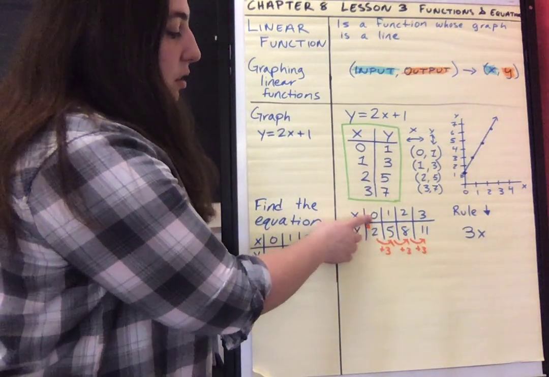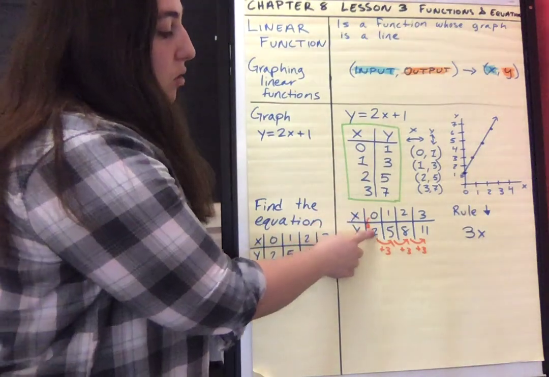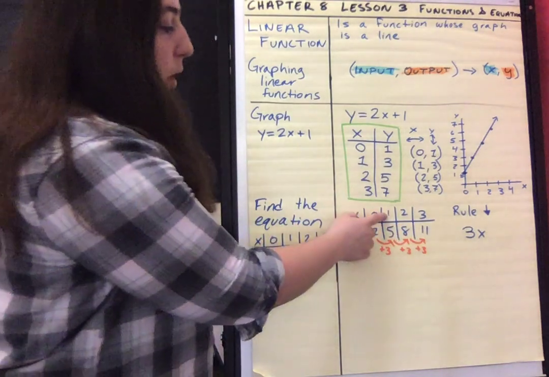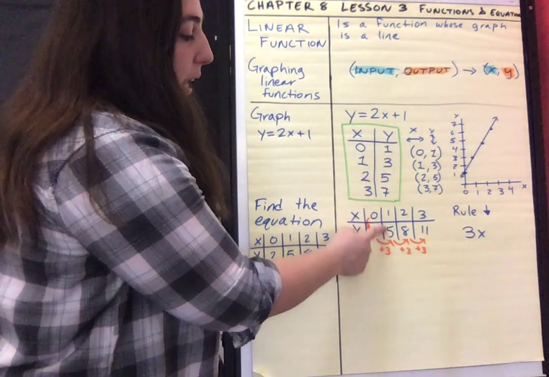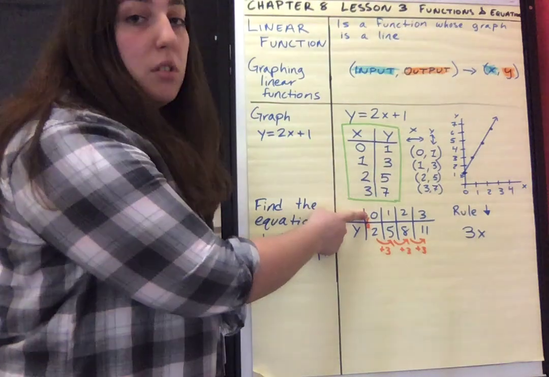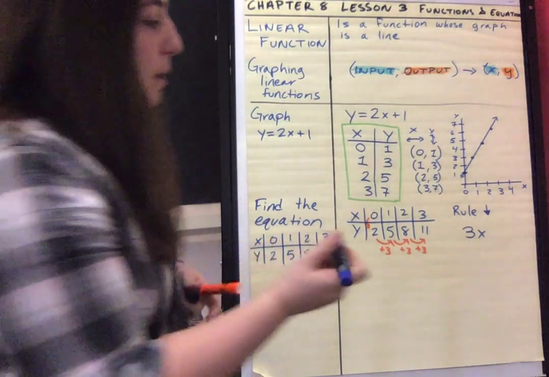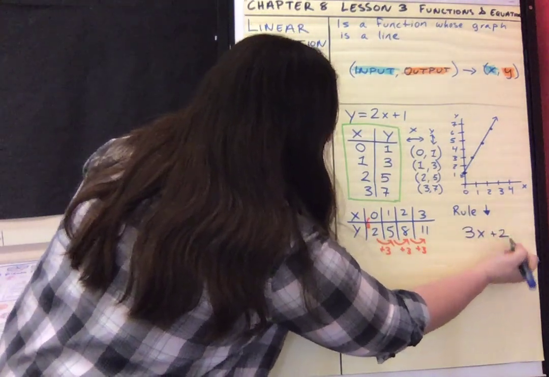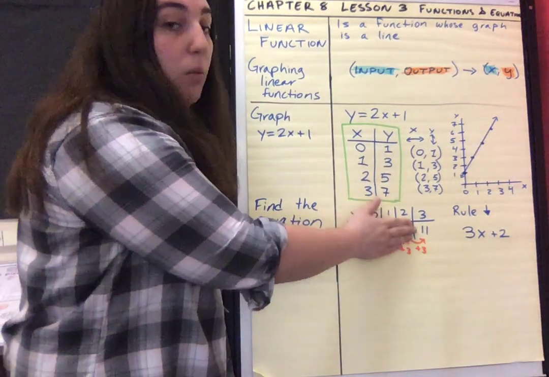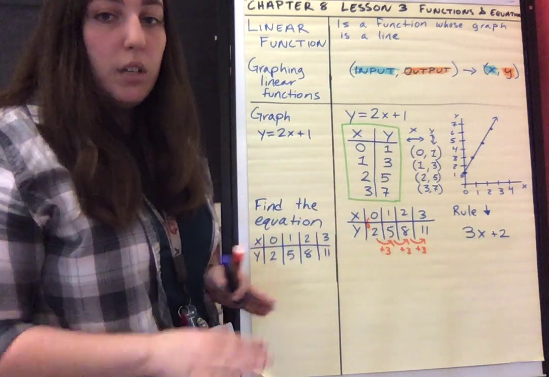So 0 times 3 is 0. Okay? But I have 2. So I need to figure out what else is going on in my function. 1 times 3 is 3, but I have 5. So let me go back to 0. Well, 3 times 0 is 0, but if I add 2, I'll get 2 here. So maybe that'll work. Plus 2. So let me see, I have to make sure it works for every single one. If it doesn't work for every single input and output, then your rule is not correct.